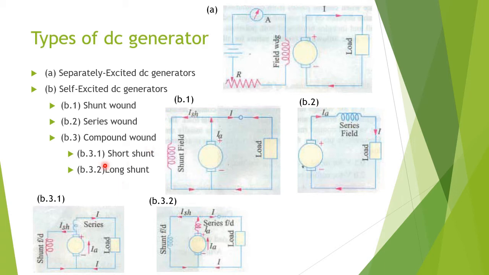So here this is the short shunt. There are two types of compound generator: short shunt and long shunt. In short shunt, this is the figure of short shunt. Here first this is the armature, series winding, and load.